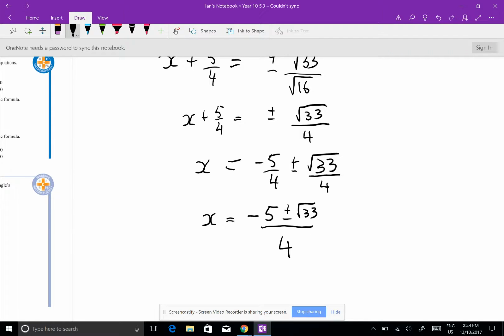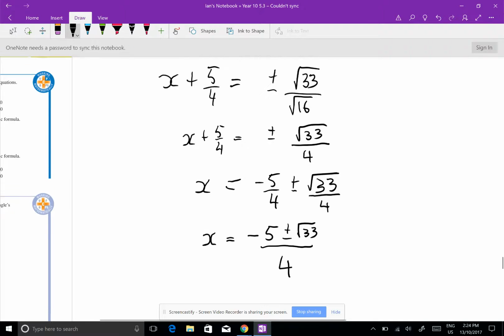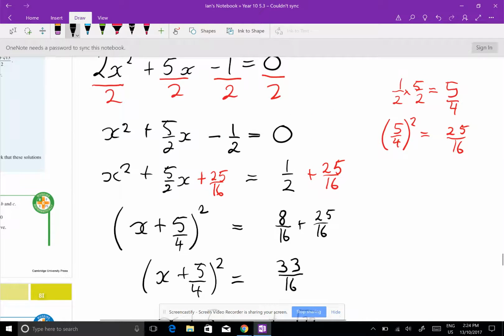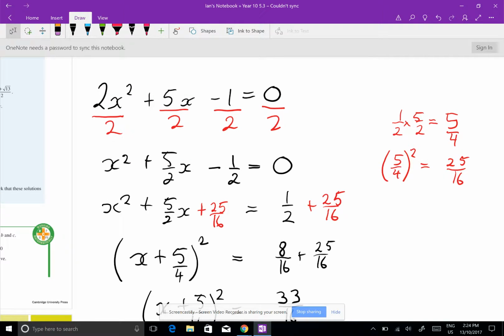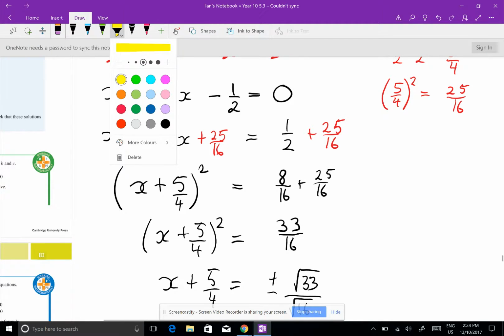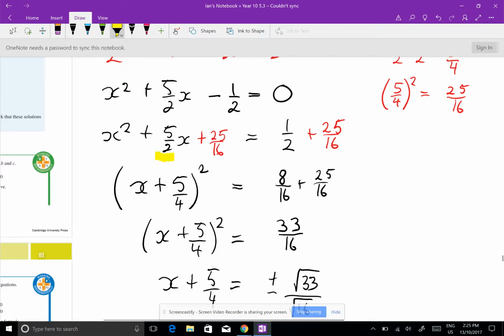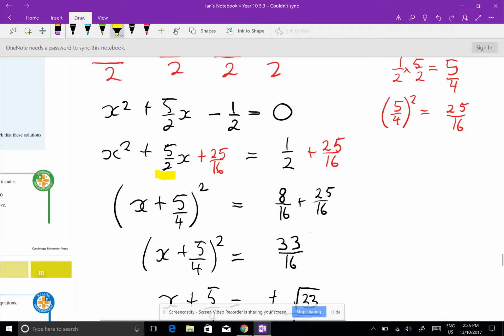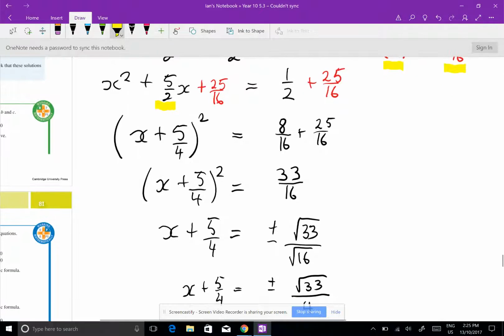So it sounds complicated, but it's not really when you go through the process. And remember the process. Get rid of the coefficient of the x squared by dividing everything through. It's an equation, so that won't change anything as long as you do it to both sides. Get your new equation, take the constant term to the right-hand side. Halve the coefficient of the x, so halve the 5 on 2, did it over here, halve it, square it, and add that to both sides, 25 on 16.